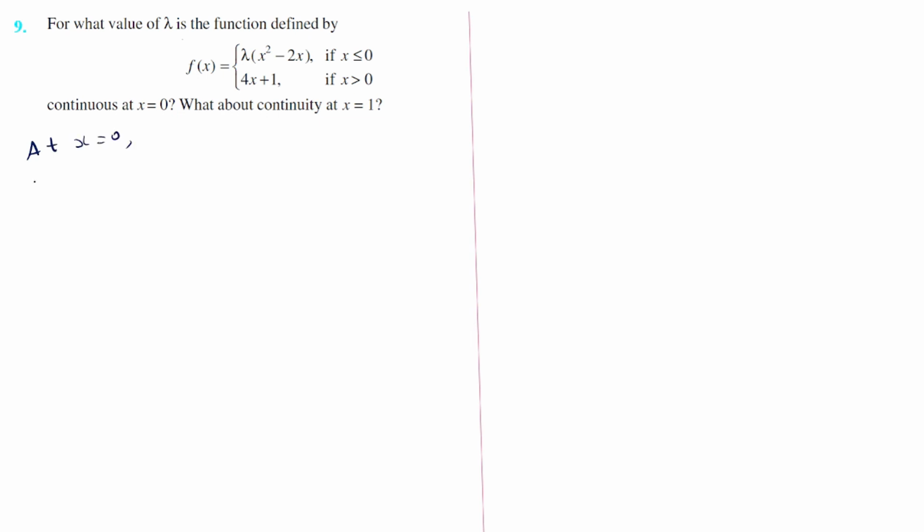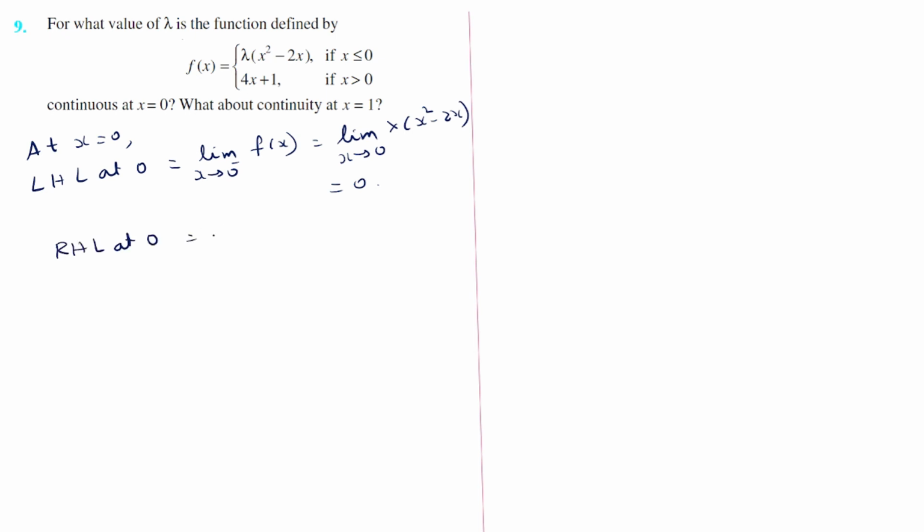So at x is equal to 0, the left hand limit at 0 is equal to limit x tends to 0 minus f of x. This is equal to limit x tends to 0 of lambda x square minus 2x. This is 0. And the right hand limit at 0 is equal to limit x tends to 0 plus f of x. This is limit x tends to 0 of 4x plus 1. This is equal to 1.